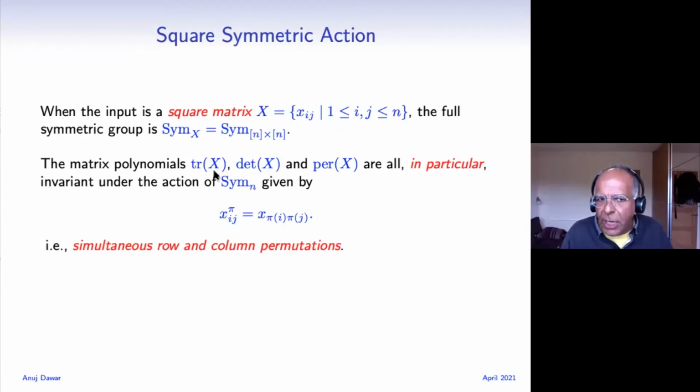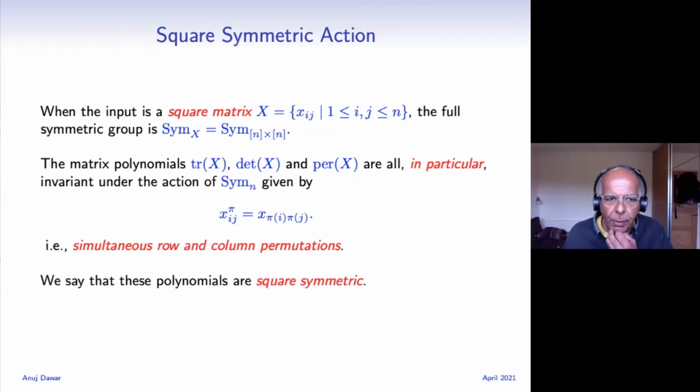This does not change the trace of the matrix. It does not change the determinant, and it does not change the permanent. Okay. So all of these are what I would call Sym n symmetric polynomials. In particular, this particular action I call square symmetric. By that I mean the action of Sym n on the set x_ij given by this action.